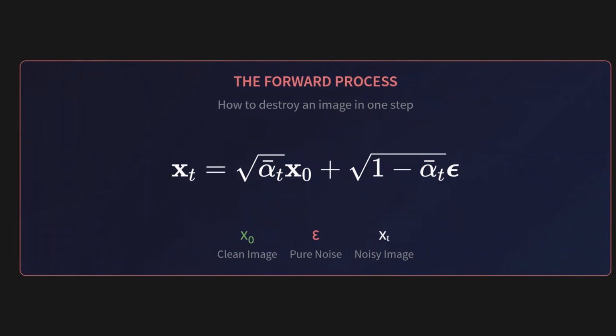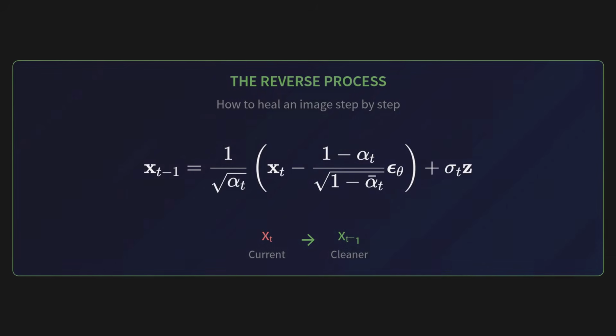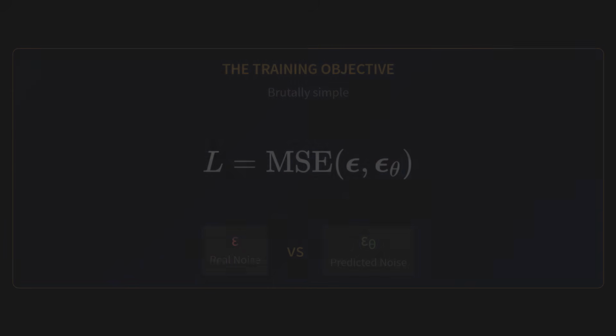So, after all that, what will you master by the end of this course? You will master the forward process. You'll understand exactly how to destroy an image in one step using this formula. It's just a simple blend of the clean image and pure noise. You'll master the reverse process, how to heal an image step by step. You'll understand this formula, which looks intimidating, but it's really just a recipe for taking the current noisy image, x sub t, and producing a slightly cleaner version, x sub t minus 1.